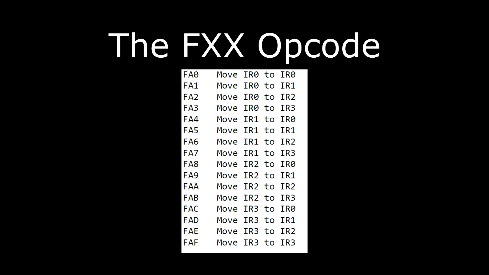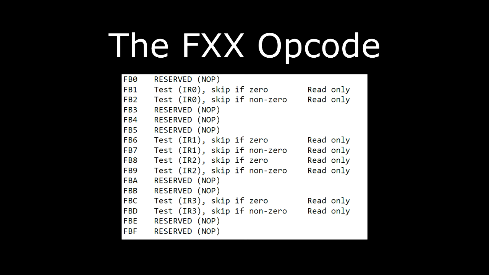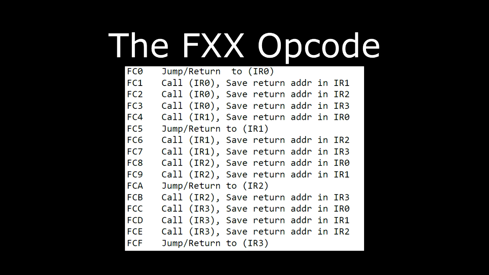Move things between indirect registers with FA. Now FB tests. So if you were using this to, say, do a string copy, you can test that for 0, terminating null, and skip if 0, skip if non-0. Okay, that's FB. FC is used, we use the indirect registers also in subroutine calls. So it will jump to the address specified by the register and save the return address in one of the indirect registers, which could be the same one or it could be another one.